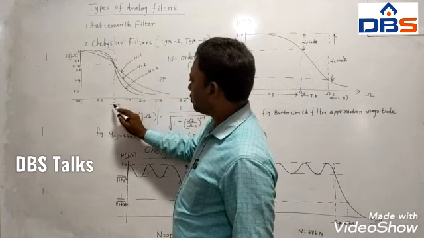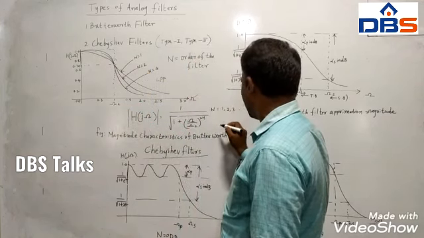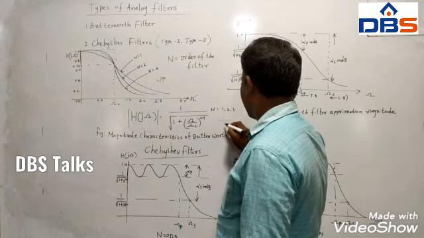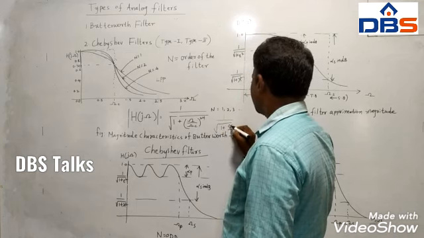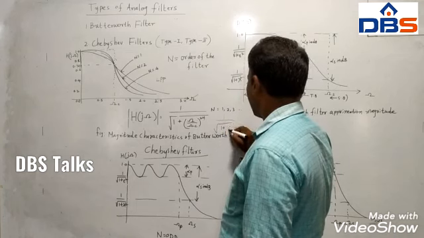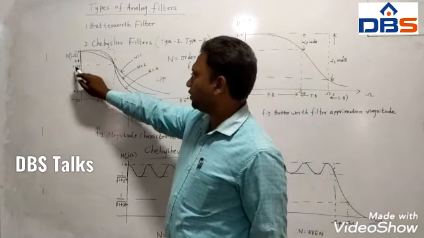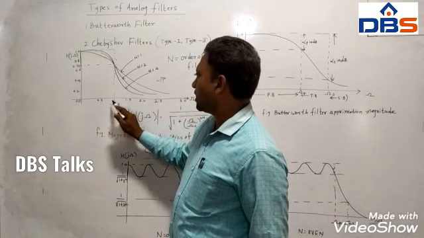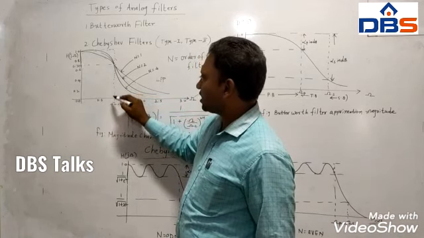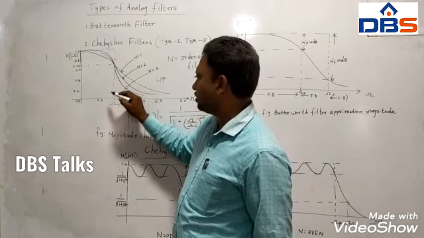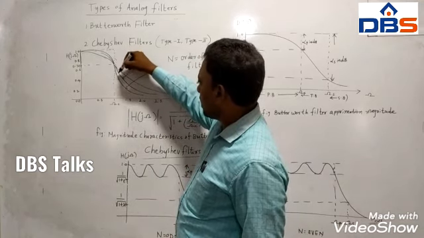At omega equal to the cutoff frequency omega c, the magnitude becomes 1 by under root of 1 plus omega c by omega c, which means 1 by under root 1 plus 1, that is 1 by root 2, which means 0.707. At omega equal to omega c you get the magnitude 0.707, that is called 3 dB down magnitude, minus 3 dB magnitude. After that the curve falls like this.